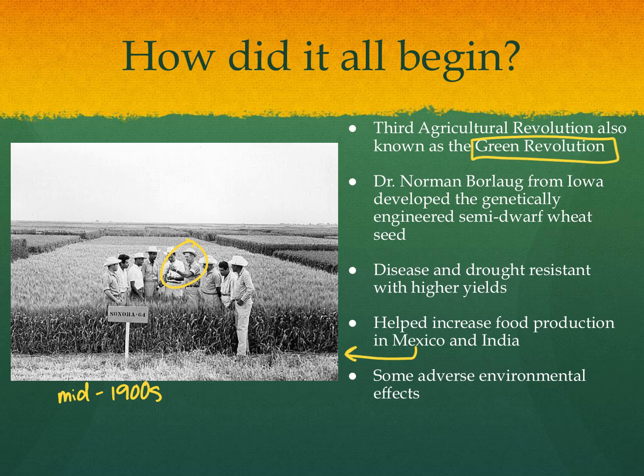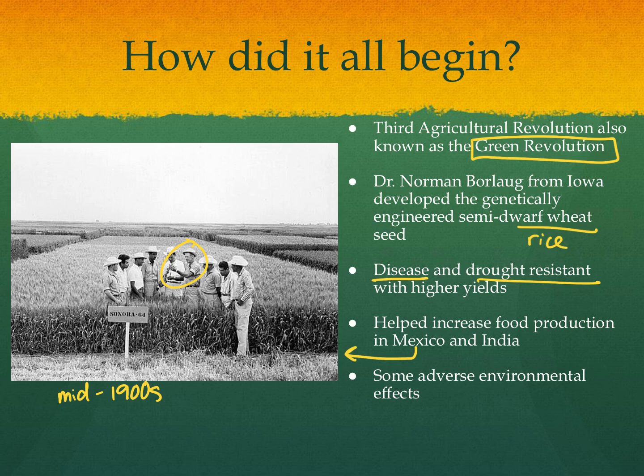So GMOs, genetically modified. He created a wheat plant and then later did it with rice. And the big idea here was that these plants were disease and drought resistant, okay?